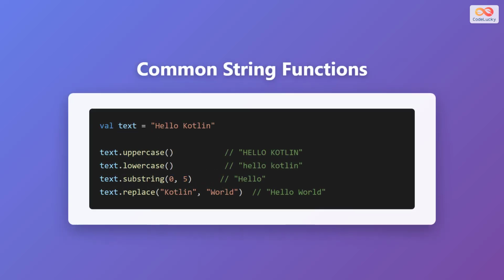Kotlin offers many built-in functions for string manipulation. The uppercase function converts all characters to uppercase. The lowercase function converts all characters to lowercase. The substring function extracts a portion of the string based on start and end indices. The replace function substitutes one substring with another throughout the string.